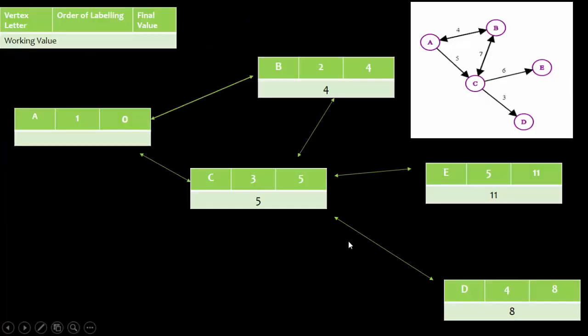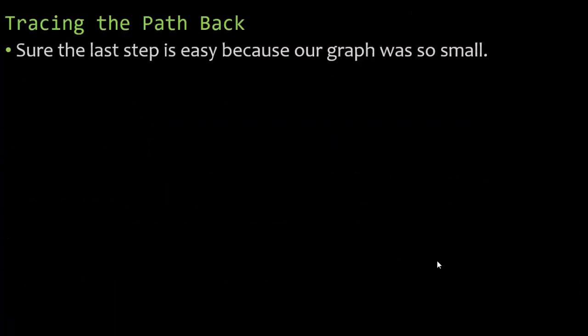So here's what our graph looks like. Now, because our graph's so small, it's easy to do the last step. We can see from A to C, we have a distance of 5. From C to D, we have a distance of 3. Another way I could take is A to B to C to E, but that's not the shortest path because I have to go 4, then 7, which is 11, then 3, which is 14. So I can see that is not the shortest path. The last step is easy because our graph's so small.